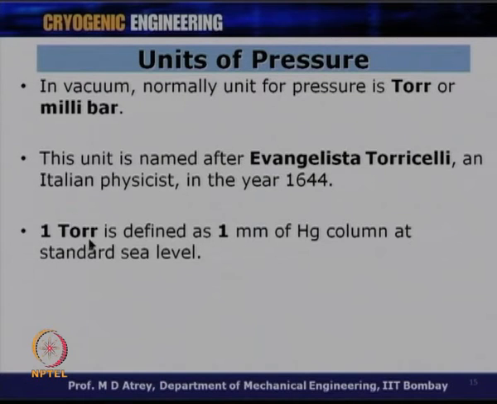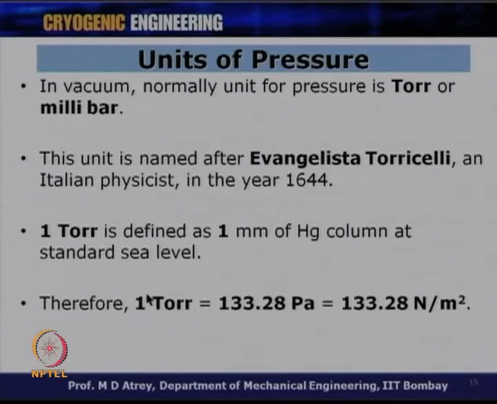So, what is this 1 torr? 1 torr is defined as 1 millimeter of mercury column at standard sea level. Imagine that 760 millimeter of mercury column makes 1 atmosphere, 1 bar, while 1 millimeter makes 1 torr. Or we can say 1 by 760 bar, or 1 by 760 atmosphere, is equal to 1 torr. Naturally, the pressures in this range are much below atmosphere, much below 1 bar. Therefore, 1 torr is equal to 133.28 Pascal, or 133.28 Newton per meter square.